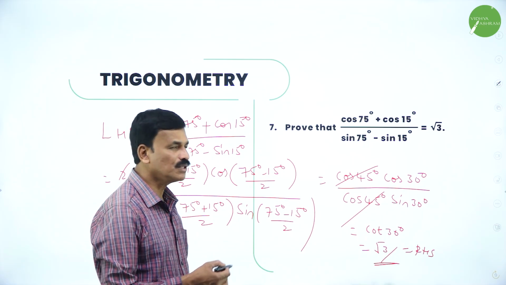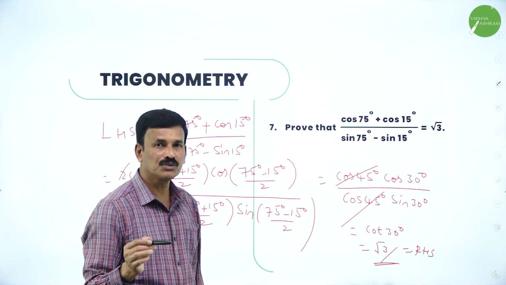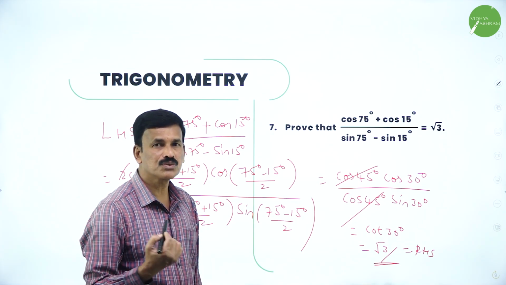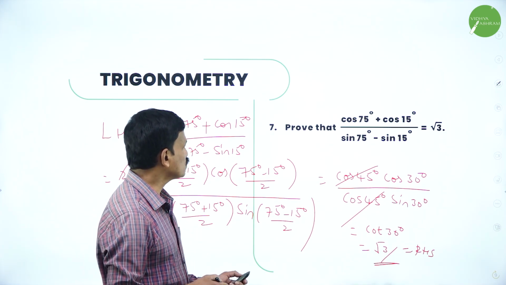That's it. Because sin 30 is 1 by 2, cos 30 is root 3 by 2, tan 30 is 1 by root 3, and cot 30 is root 3 by 1, which is root 3. That's it. Now move on to the next problem.